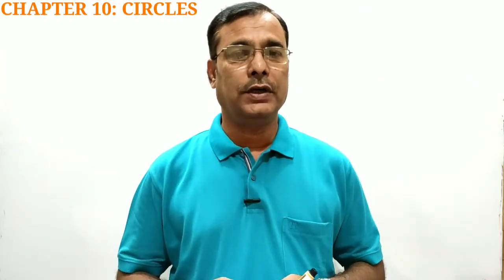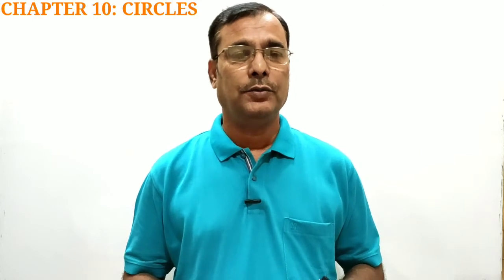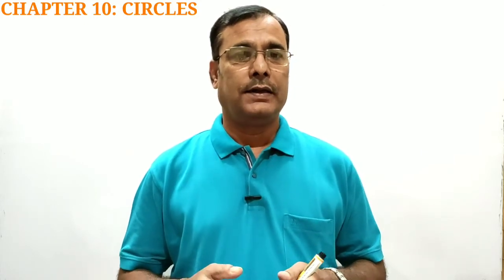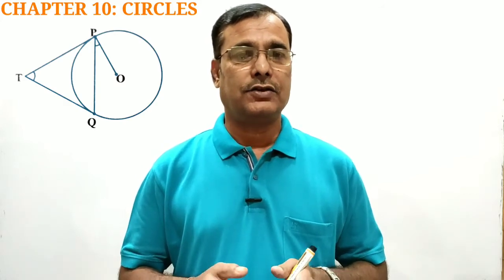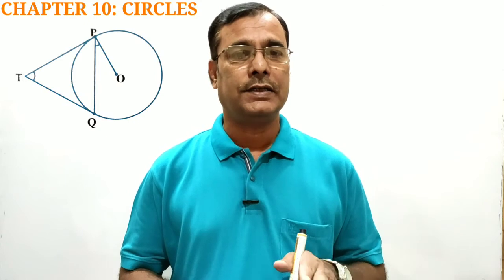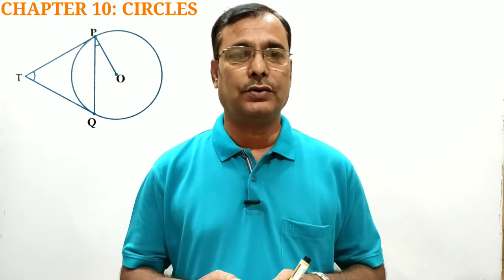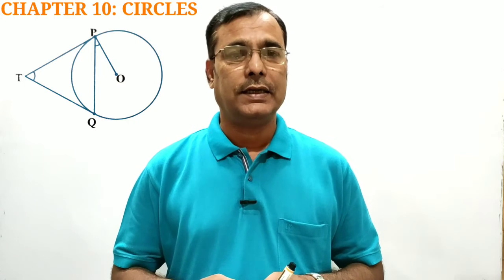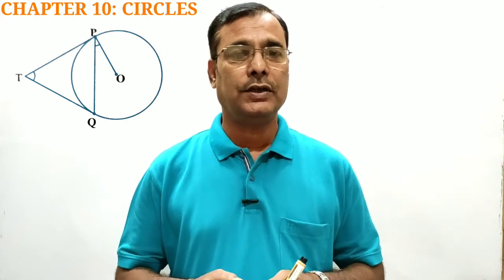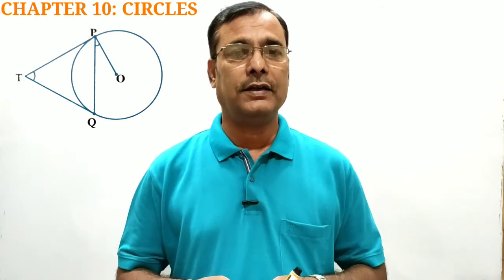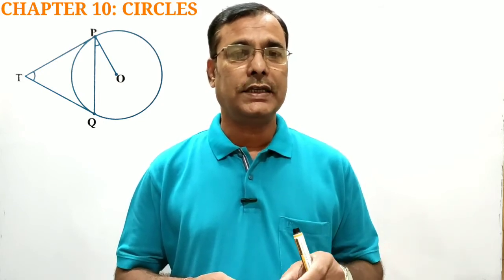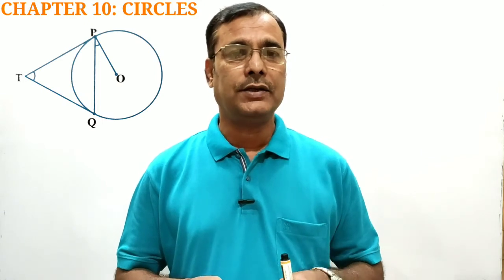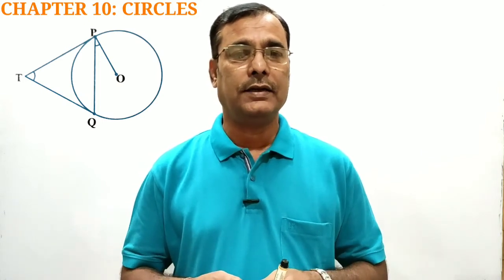Now we are going to do a question in which theorem 10.1 and theorem 10.2 both are used. TP and TQ are two tangents drawn from an external point T to a circle with center O. Prove that angle PTQ is equal to twice of angle OPQ. That is, angle between the two tangents, angle PTQ, is double of angle OPQ.